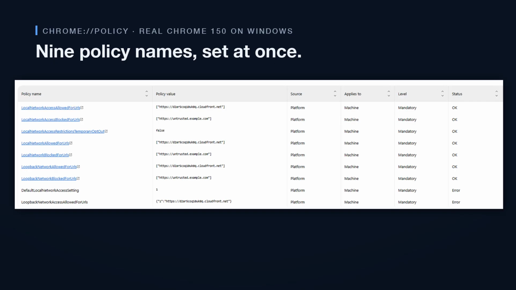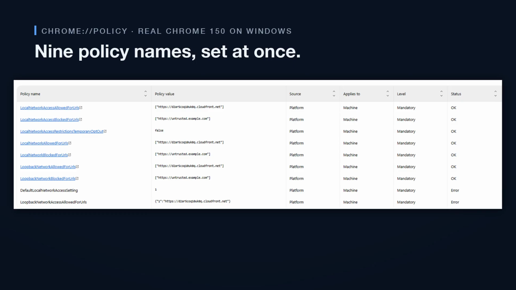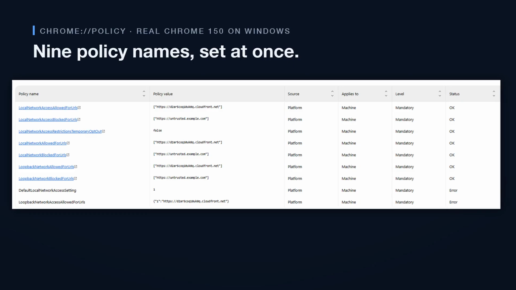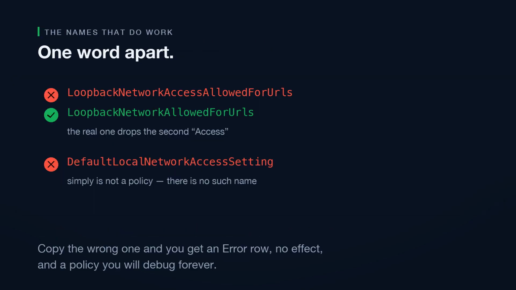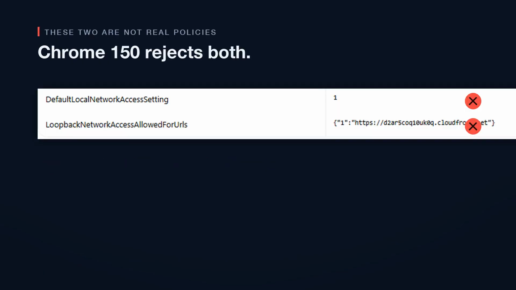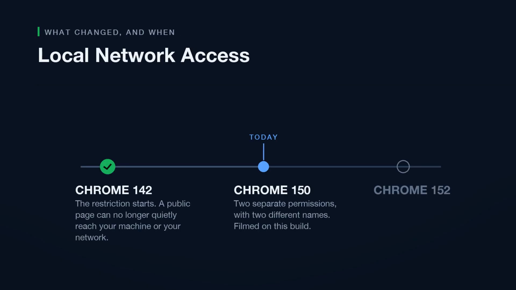Now this bit is worth your time, because there's some bad advice going around. I set 9 policy names at once on this machine, to see which ones Chrome 150 actually accepts. 7 come back OK. 2 come back error. And those 2 are exactly the names that get quoted in third-party admin write-ups. One's loopback network access allowed for URLs. The real one drops that second word, access. The other's default local network access setting, which simply isn't a thing. Copy either of those and you get an error row and no effect, and you'll be debugging a policy that was never readable.